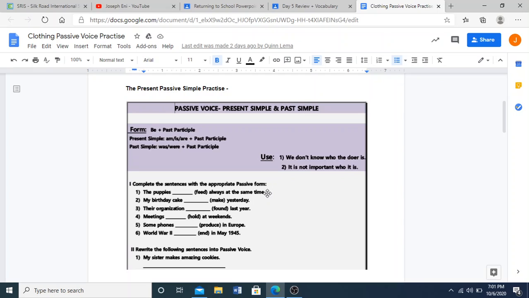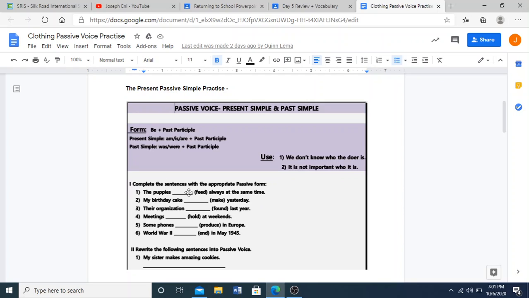So therefore, the first sentence is: the puppies feed always at the same time. Now, remember, this is the present feed. So what is the past participle of feed? Of course, it is fed. So the puppies are fed always at the same time.